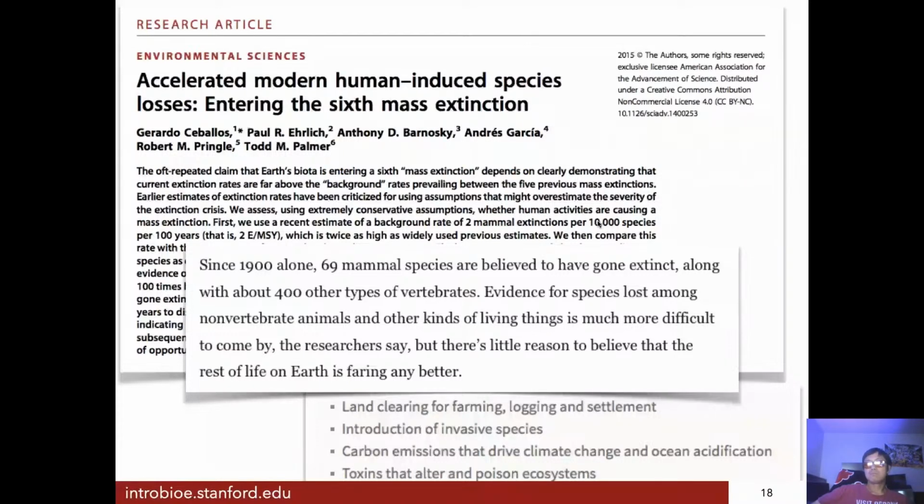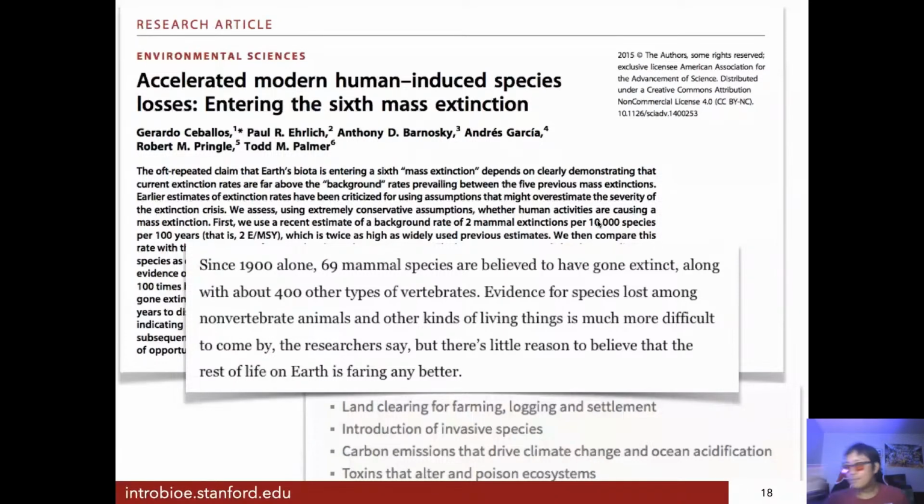They write, since 1900 alone, 69 mammal species are believed to have gone extinct, along with about 400 other vertebrates. Evidence for species lost among other types of creatures is more difficult to come by, but we don't think it's doing better. And then why is this happening? Well, we're changing habitat, more land being used not for forest or jungle, but for farming. We're having invasive species show up that eat all the natural species.